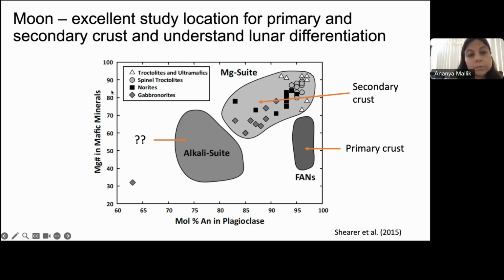And then there are these groups of rocks, which are alkali or felsic suite rocks, which are probably the least understood of all these kinds of rocks. And in today's talk, I'll show some connection that we can build between these alkali or felsic suite rocks with the Mg suite rocks.